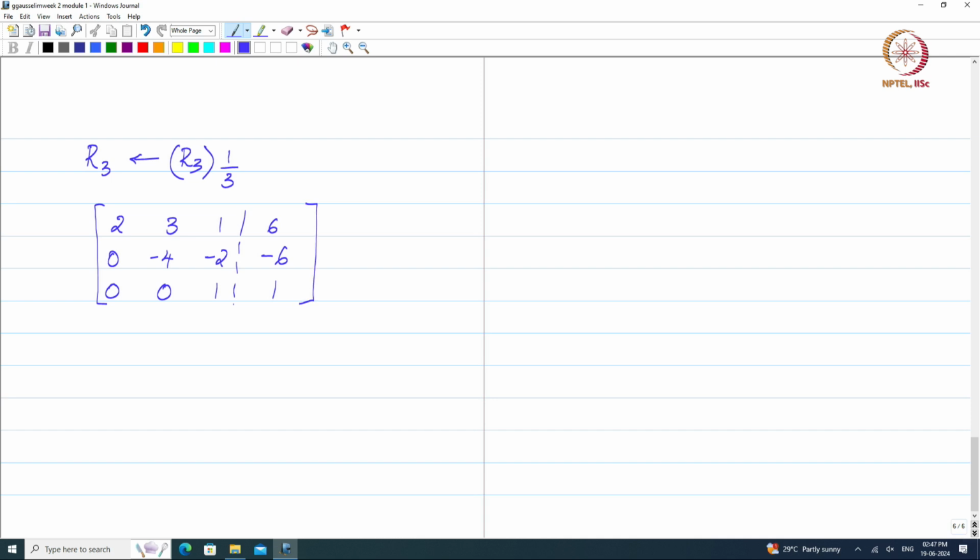Now we get another system of equations from the original system of equations. They are 2x1 plus 3x2 plus x3 is equal to 6. Second one, minus 4x2 minus 2x3 is equal to minus 6. The last one, x3 is equal to 1. From here we get x3 is equal to 1.